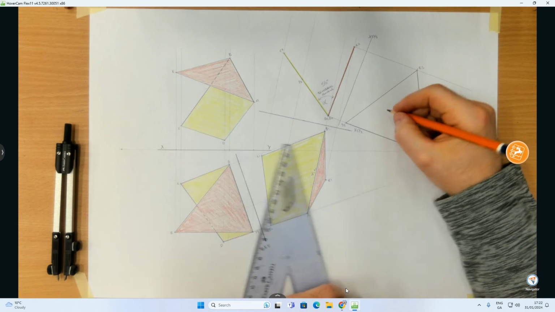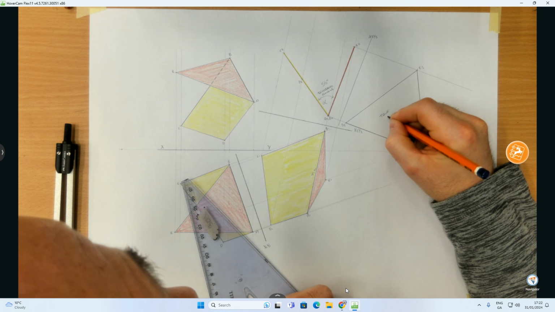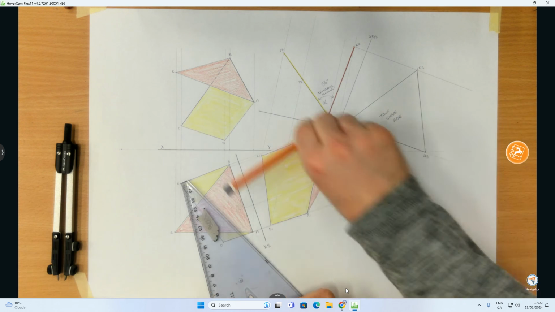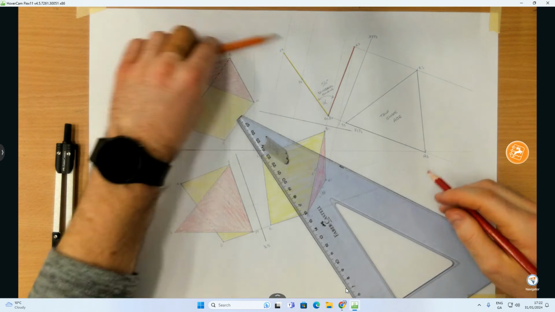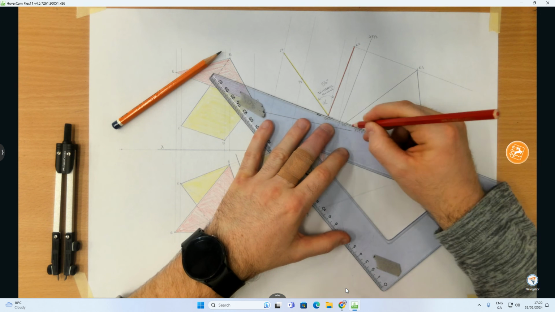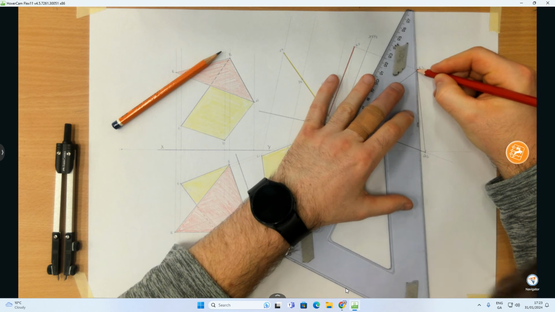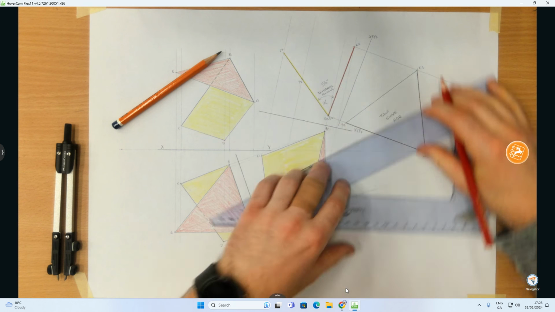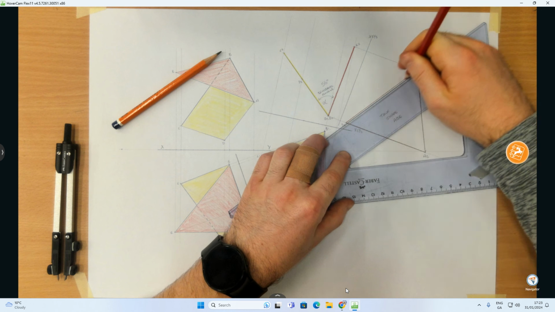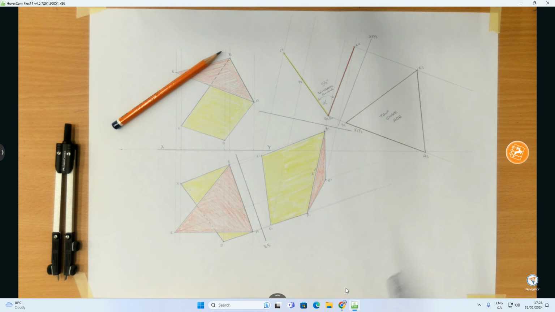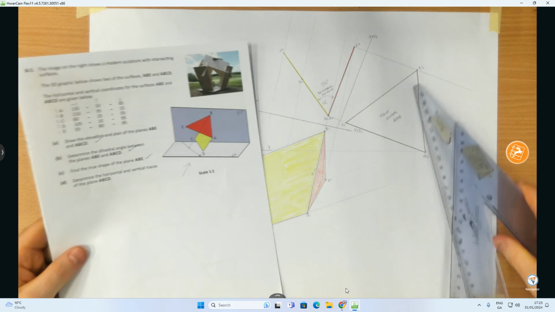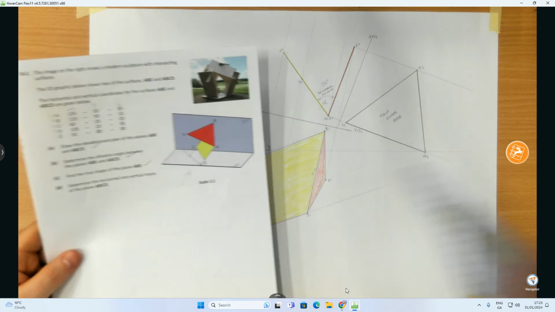Okay, and what I've now found there is the true shape of ABE. And rather than colouring in the whole thing again, I'm just going to very lightly heavy in the outline, just to denote the colour of it again. Right, so there's our true shape, and that's the third part of the question done. Now that part of it was probably very much dictated by you finding the dihedral angle here.